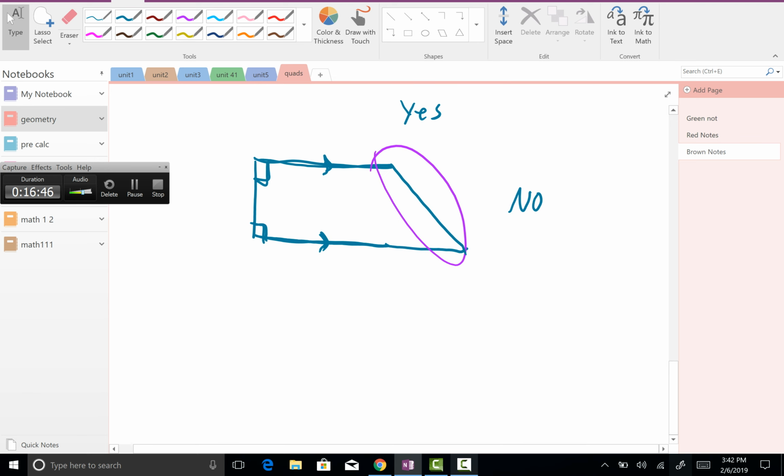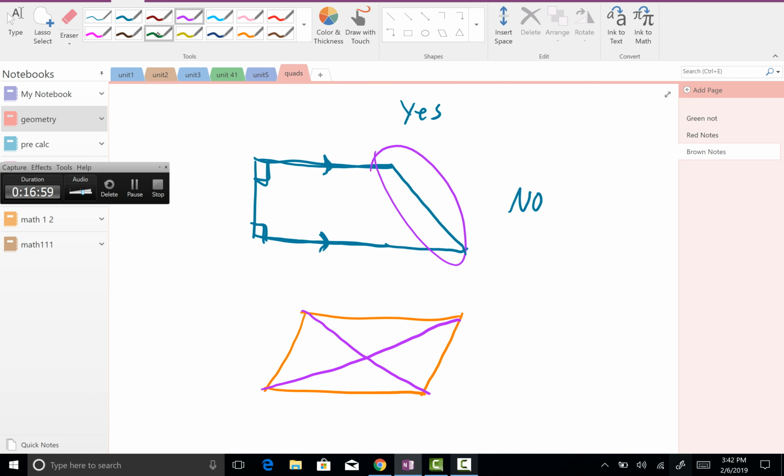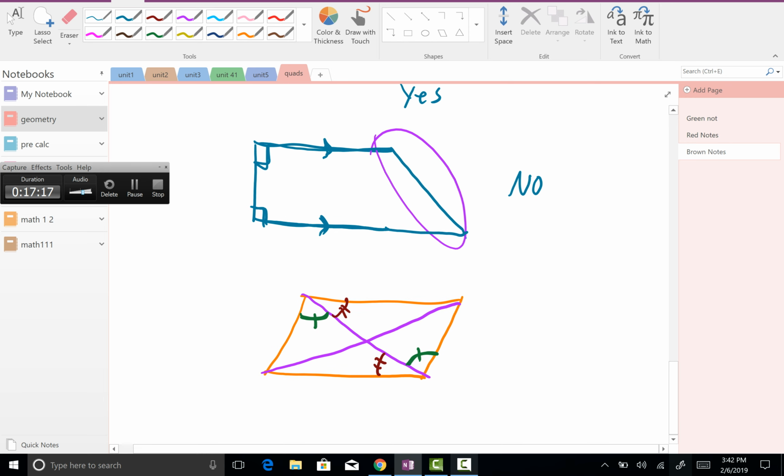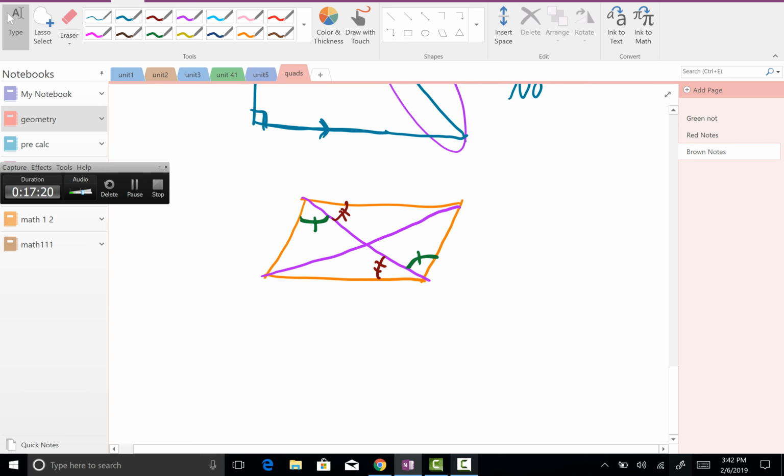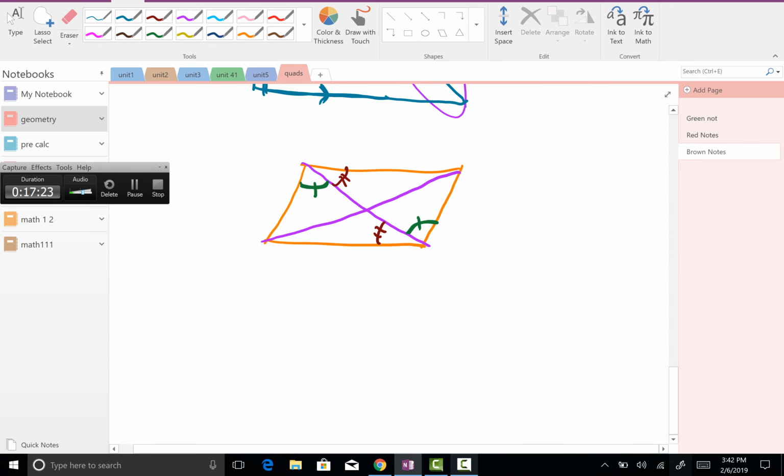One other thing about the diagonals in a parallelogram that we should talk about here. Here's a parallelogram, and here are the diagonals. If we measured this angle here and this angle here, you would find out that they are the same. If we looked at this angle here and this angle here, we would find out those are the same. And we might want to say, well, why is that? Let's take a look at this.